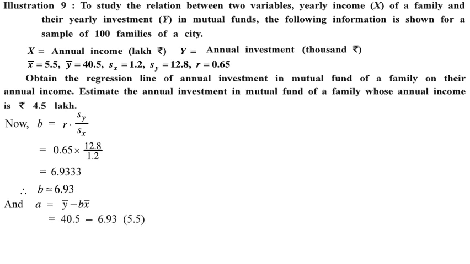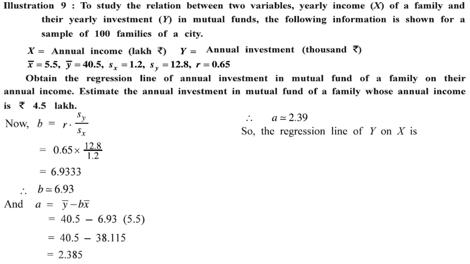When we put all these three values into our equation, we will get something like this, that is 40.5 minus 38.115. The answer for A is 2.385, that is 2.39. So the round figure answer for A is 2.39, B is 6.93, and when we put both of them into the regression line of y on x, we get y cap is equal to A plus bx, putting the values 2.39 plus 6.93x.